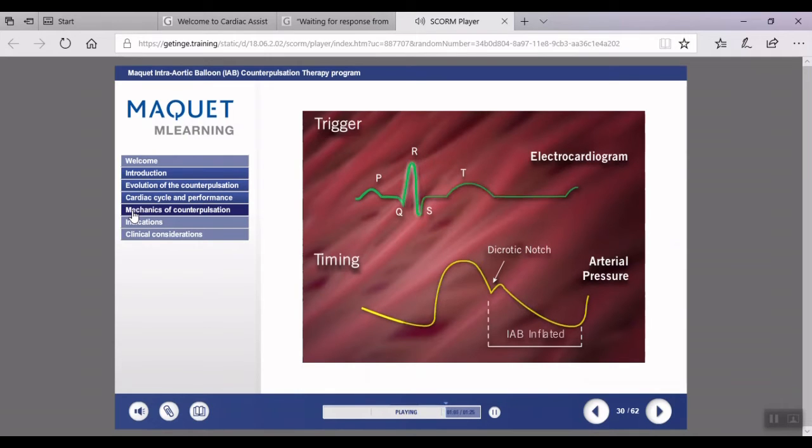The R wave on the electrocardiogram represents the onset of a new cardiac cycle and is referred to as the trigger event. In circumstances where the electrocardiogram is not available for use as a trigger, the arterial pressure may be used to maintain synchrony with the patient's cardiac cycle.